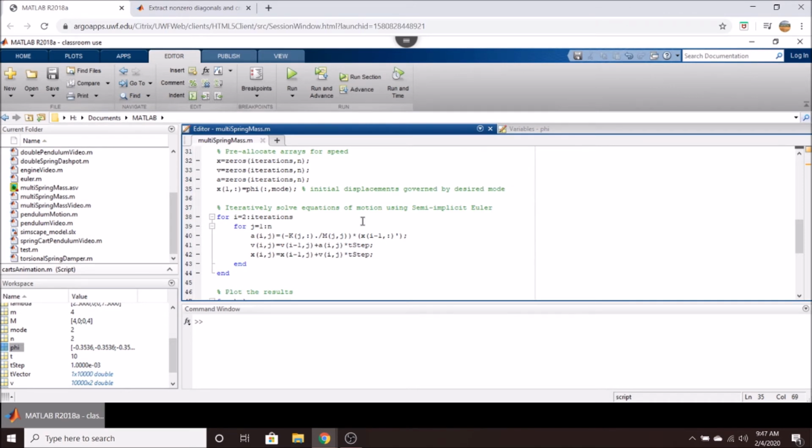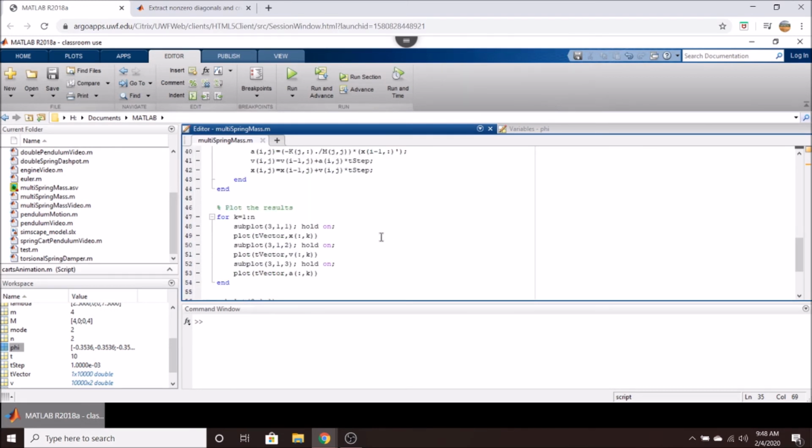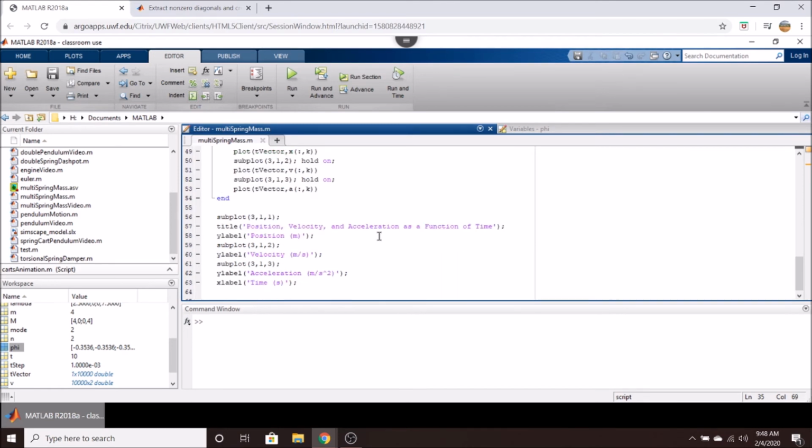We're going to iteratively solve the equations of motion using semi-implicit Euler, which is a reformulation of traditional Euler's method for solving differential equations. The equation here for the acceleration of the carts was derived in my previous video, and then we solve for the velocity and position, noting that the new quantity is the old quantity plus the rate of change times some increment in time. And then we just plot our results using standard MATLAB plotting syntax.